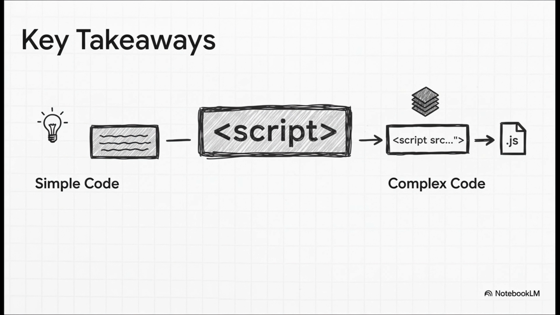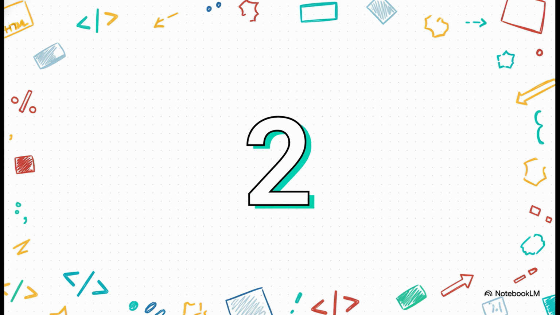The one and only tool you need to add JavaScript is the script tag. For small, simple stuff, just put your code right inside it. For anything bigger or more complex, put that code in its own .js file and then link it up using script src. That's it. Two methods. That's all it takes to get started. You now know the two fundamental ways to add JavaScript to any web page on the planet. This is the foundation for pretty much everything cool on the web.